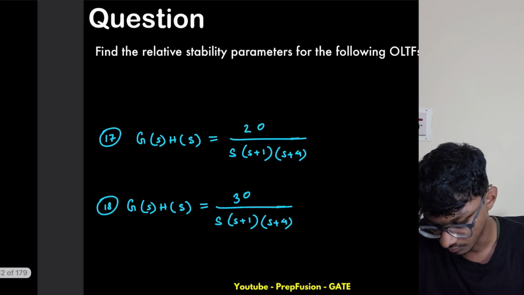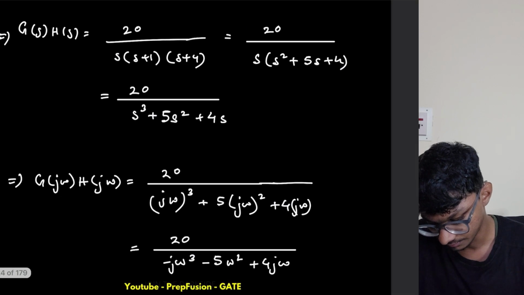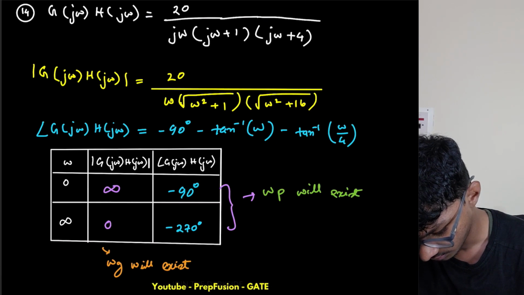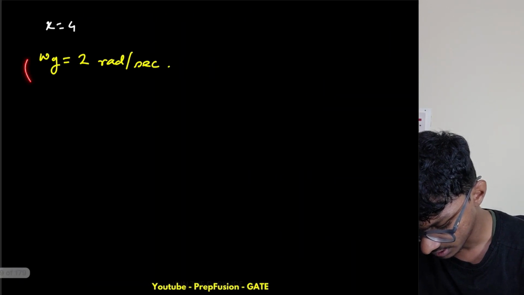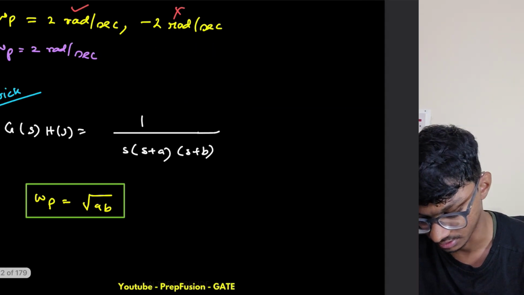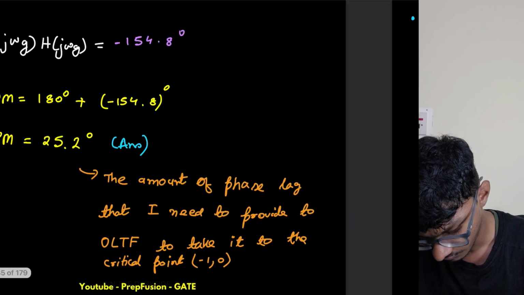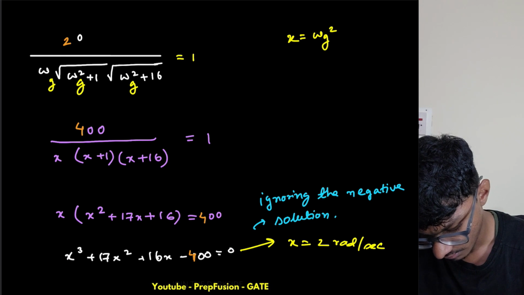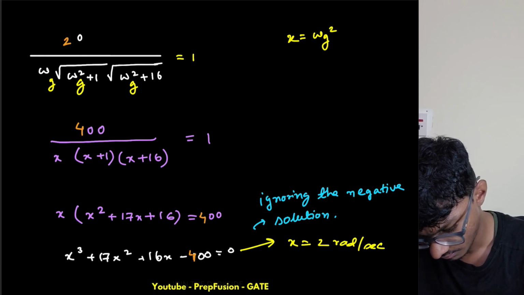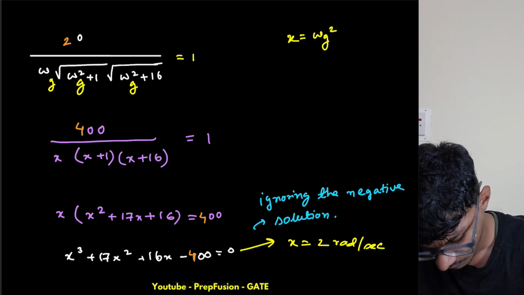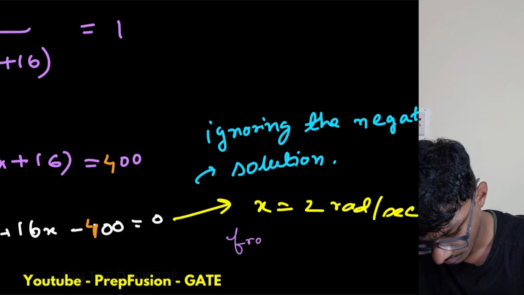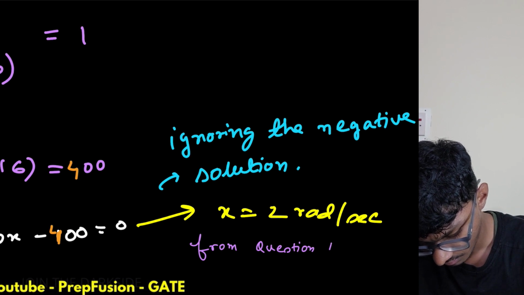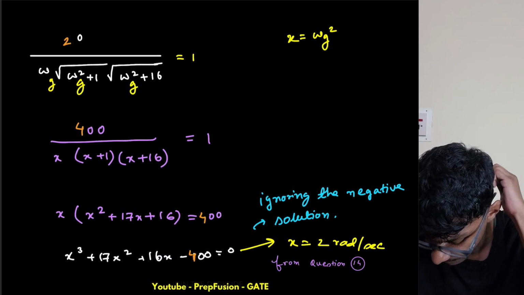Let me tell you from where. Here, yeah, this one. What was the question number of this one? It is 14, right? So from question 14, I can say that my omega g is 2 radian per second. Already calculated this one. Omega g and omega p are the same, 2 radian per second. So yeah, from question 14, this is already calculated.